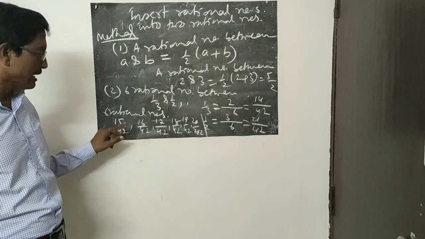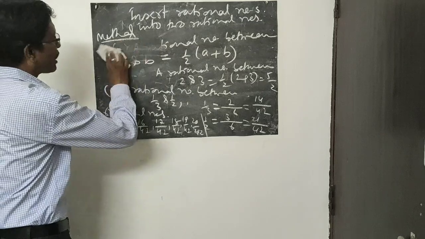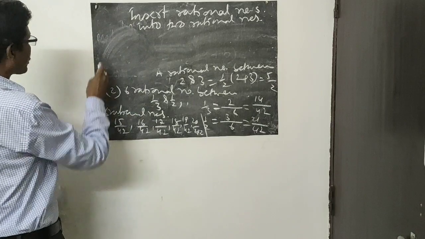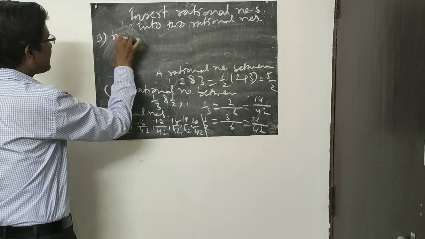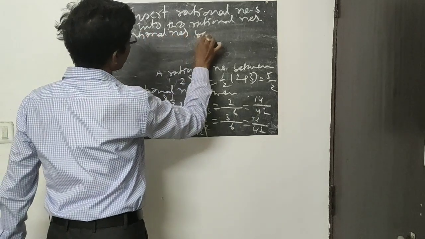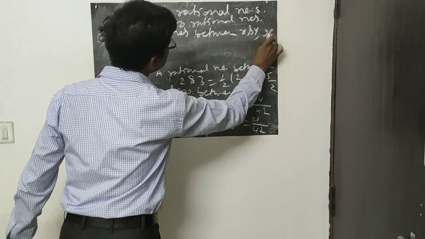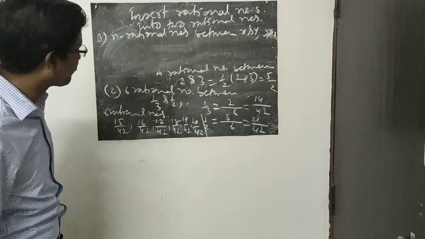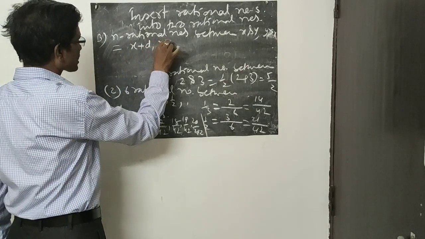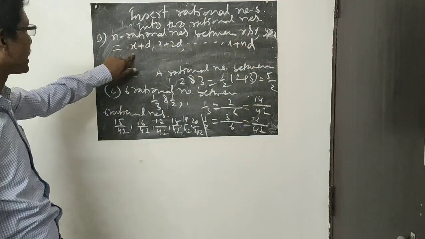It is one method. And one more method that is in your book also, that is the last method we can say. One more method you have in decimal, that will be discussed later. Here, the third method, see. For rational numbers between x and y, where y is greater than x, x is smaller, then it will be x plus d, x plus 2d, so on, x plus nd. That is the formula you can say.